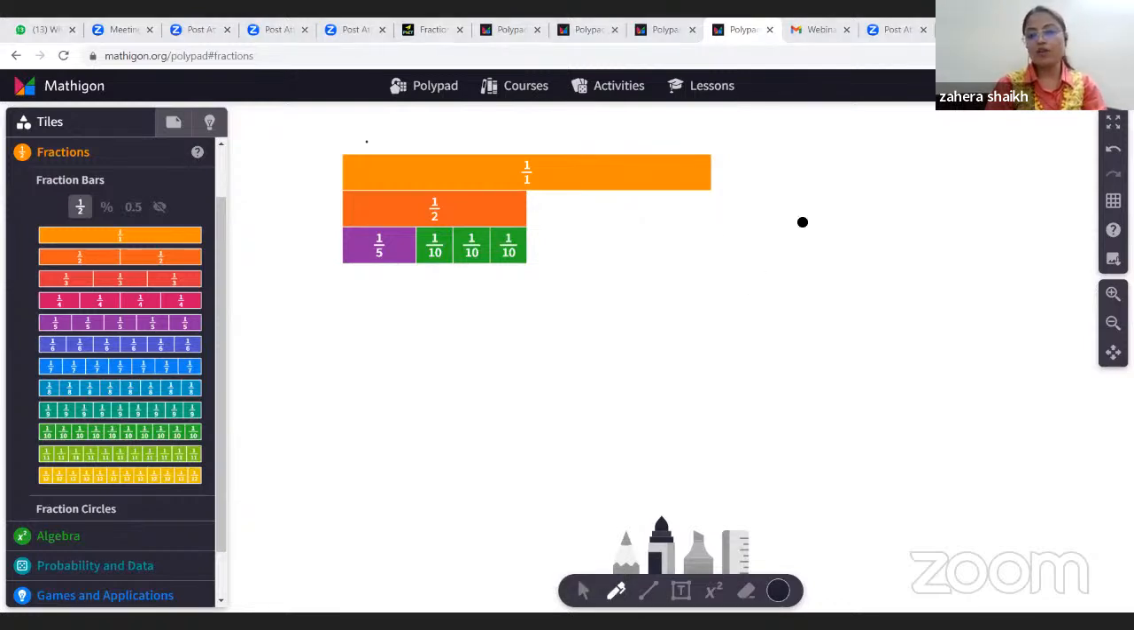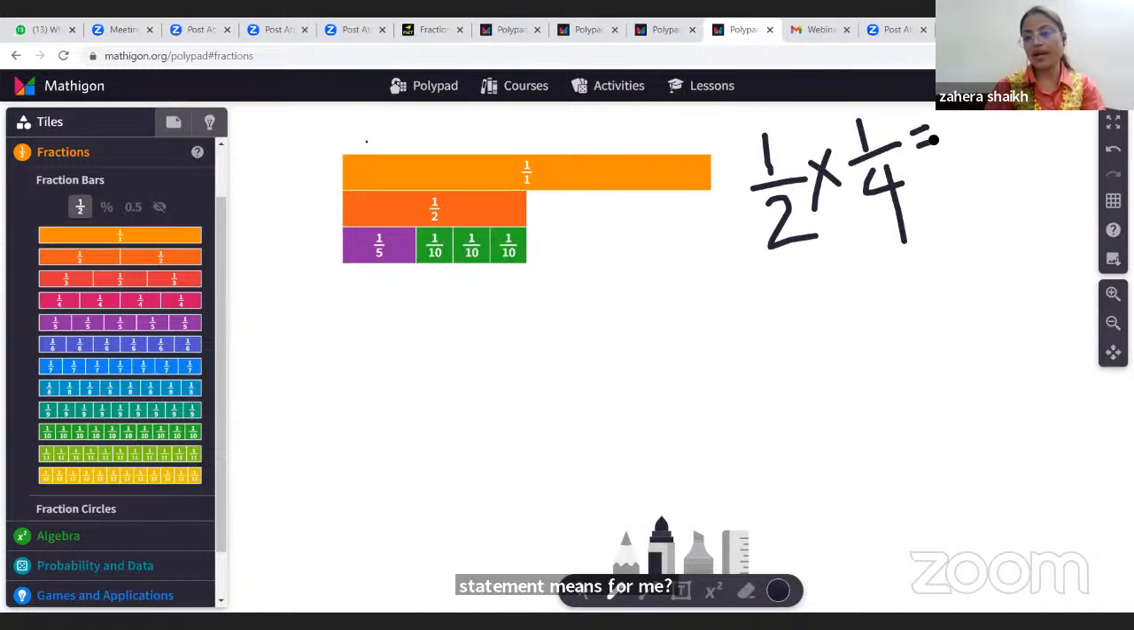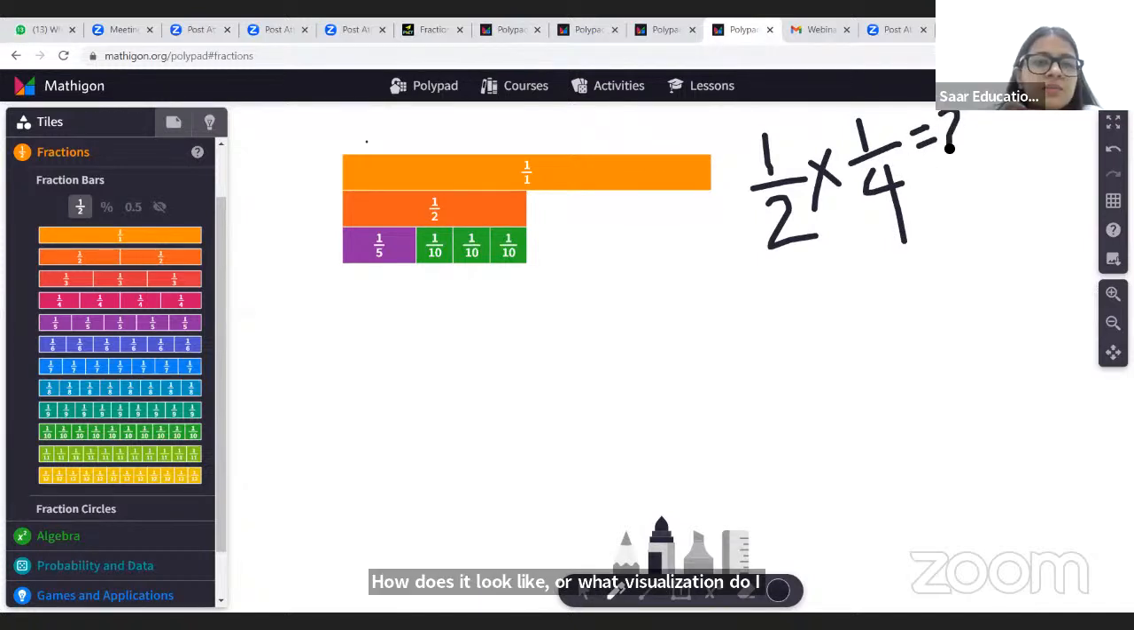Okay, now I'm going to do a multiplication question, that is half multiplied by 1/4. What does this statement mean for me? How does it look, or what visualization do I get?